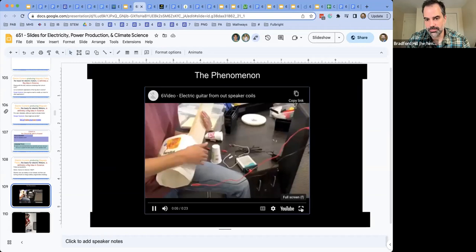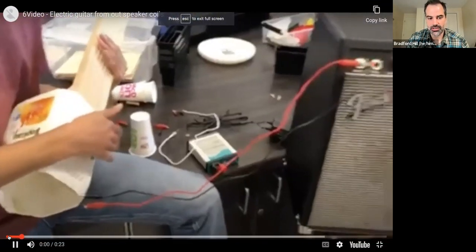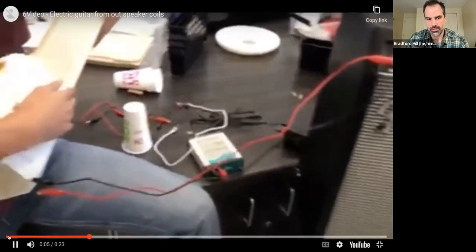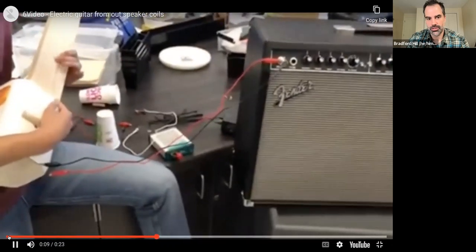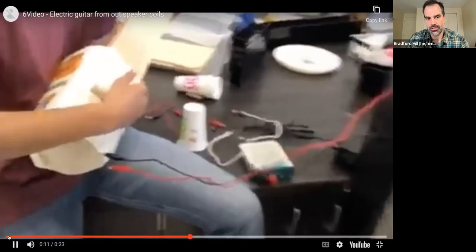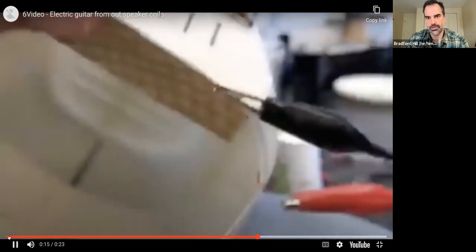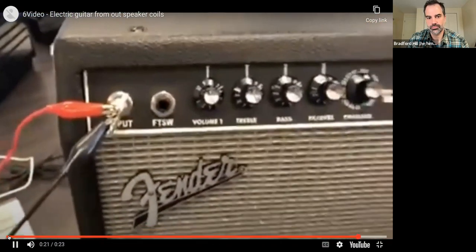So I'll show that quick. Oh, yeah. So here's acoustic. Okay, here is the magnet. We got our coil sandwiched underneath there. And just 2 wires going into our amp.